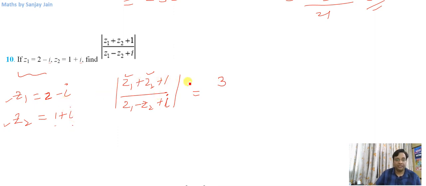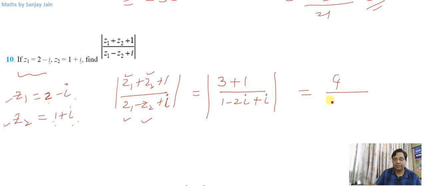And then this plus 1 here divided by Z1 minus Z2. So 2 minus 1, 1, minus iota, minus 2 iota. So 1 minus 2 iota and then plus iota. I hope the calculation is correct. Yes. So I'll have 4 divided by, this is 1 minus iota. And what is the mod of this? I know the mod of 4 is anyways 4, and mod of 1 minus iota we have calculated many times. It is root 2. So the answer is 2 root 2.